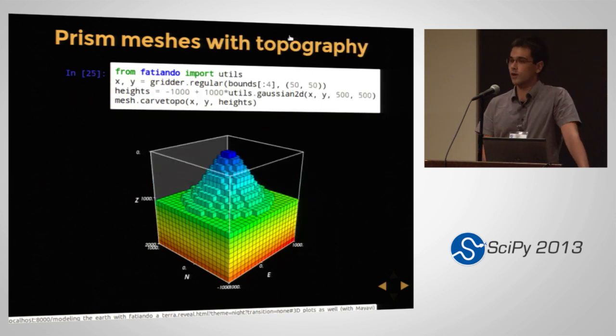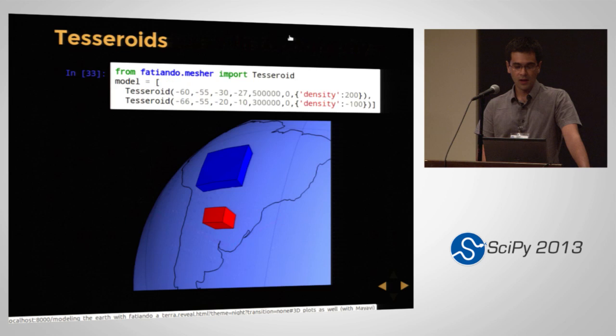I can also do a mesh with topography, which is something that I usually need to do. If you have a complex region that you're modeling and you have topography, you need to take that into account. Here I can use the utils Gaussian 2D function to generate some synthetic heights. And I can just call the carve topo method, which interpolates the heights on top of the mesh cells and masks the cells that are above the topography. So this way I can easily do topography.